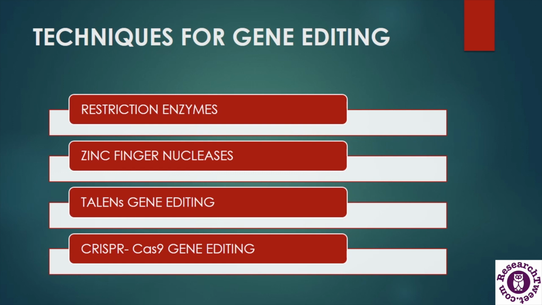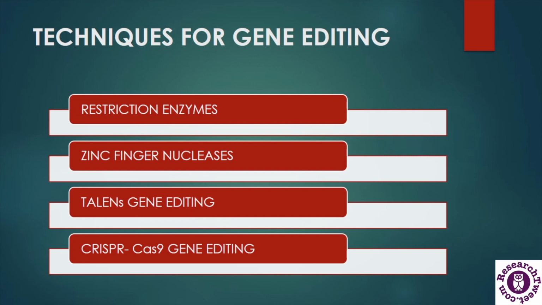Another method is TALENs gene editing. TALENs were named for transcription activator-like effector nucleases, which are commonly called TALENs. They are structurally similar to zinc finger nucleases because both methods use nucleases to cut DNA sequences, and they use dimerization for their functioning. But the DNA binding domains differ in the two techniques.